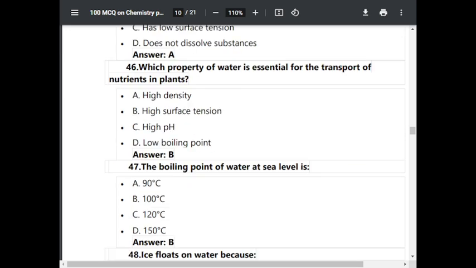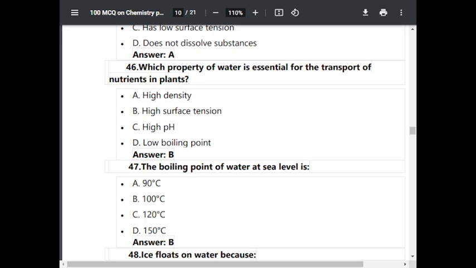Which property of water is essential for the transport of nutrients in the plant? Option A high density, option B high surface tension, option C high pH, option D low boiling point. The correct answer is high surface tension. The property of high surface tension of water is essential for transport of nutrients in the plant.